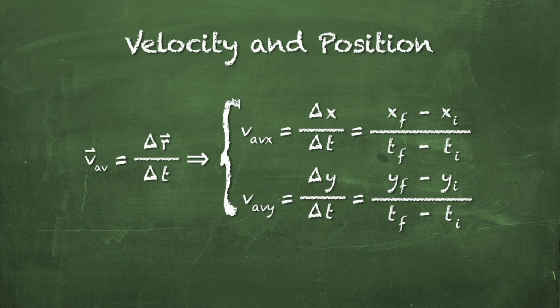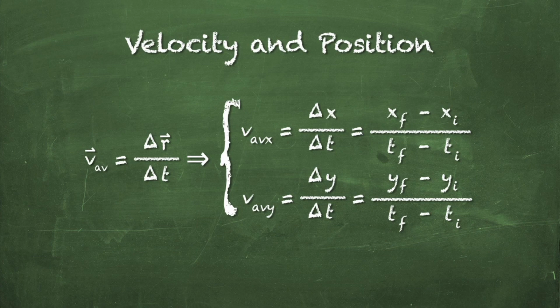And since that's a vector equation, it's two component equations. The average velocity of an object in the x direction is equal to the change in its x position divided by the change in time. Or if we expand that out, the average velocity in x is equal to x final minus x initial, all of that divided by t final minus t initial. And we have the same equation for y. Average velocity in the y direction is equal to y final minus y initial divided by t final minus t initial.